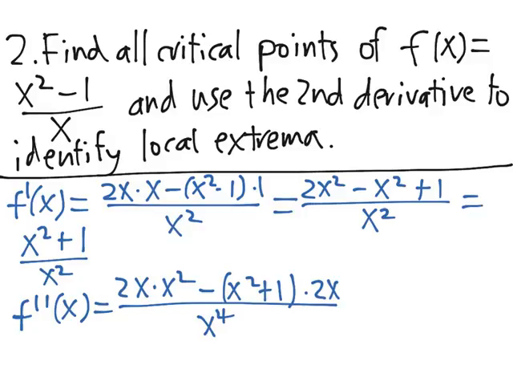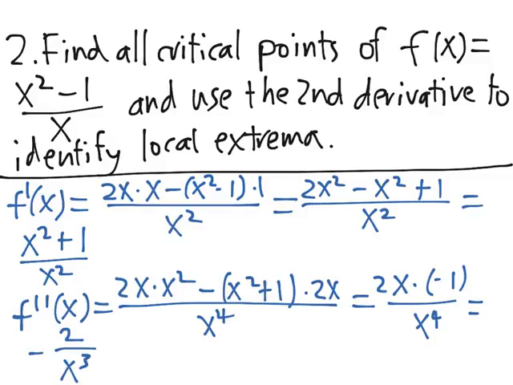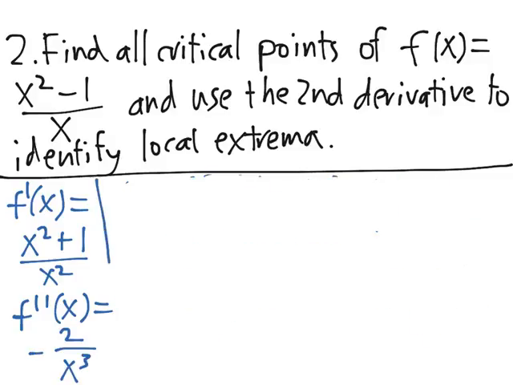Now if we factor out this 2x, then we're left with x² - (x² + 1), which is just -1. So we have 2x times -1 divided by x⁴, which is equal to -2/x³. Now let's use these to find the critical points and extrema.